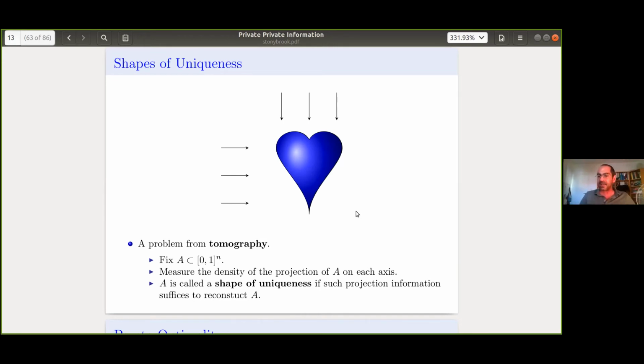I'm going to say that this shape is a shape of uniqueness if this projection information determines A exactly. This is sort of what happens in a CAT scan. That's why this is related to tomography. Maybe there's more than just 2 directions in a real CAT scan, but this is the idea. Is it clear what I'm doing here? I take the Lebesgue measure, condition on the shape, and project this measure on the 2 axes. I give you these 2 projections and ask, can you tell me what the shape was? If you can reconstruct it, the shape is a shape of uniqueness.